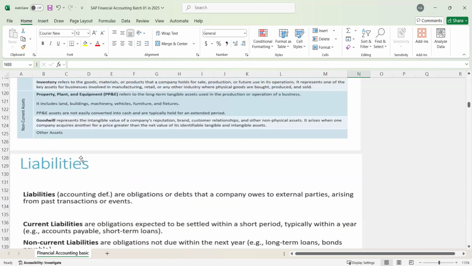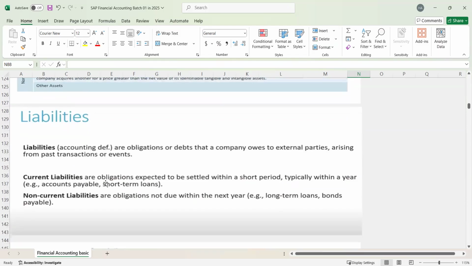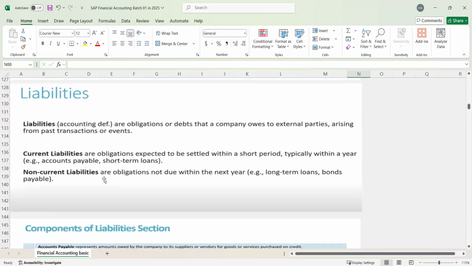So now let's look at liabilities. Like we've explained, I wouldn't want us to dwell much on this so that we can round up. I'm sure you understand what liability means, and what current liability means. So under liabilities, we have what we call current liability, and we have what we call non-current liability, right? Like we said, current liabilities are obligations expected to be settled within a short period, typically within a year. They are obligations that need to be settled within a year, right?